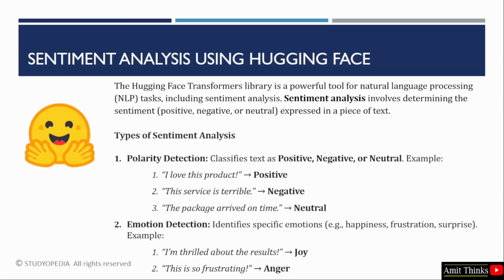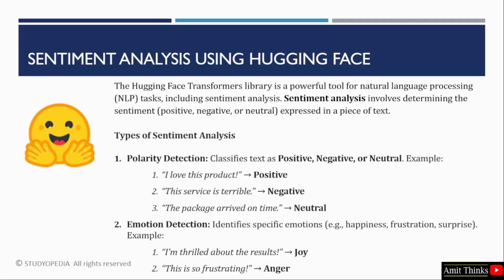Now what is sentiment analysis? As the name suggests, it includes determining the sentiment expressed in a piece of text, like positive, negative or neutral. So let's say I love cricket. So this is a positive sentence. Okay. I don't like something, I hate something. So that is a negative sentiment. Similarly, when I explain the types of sentiment analysis, things will be more clear. First one is polarity detection, that is positive, negative or neutral. I love this product is positive obviously.